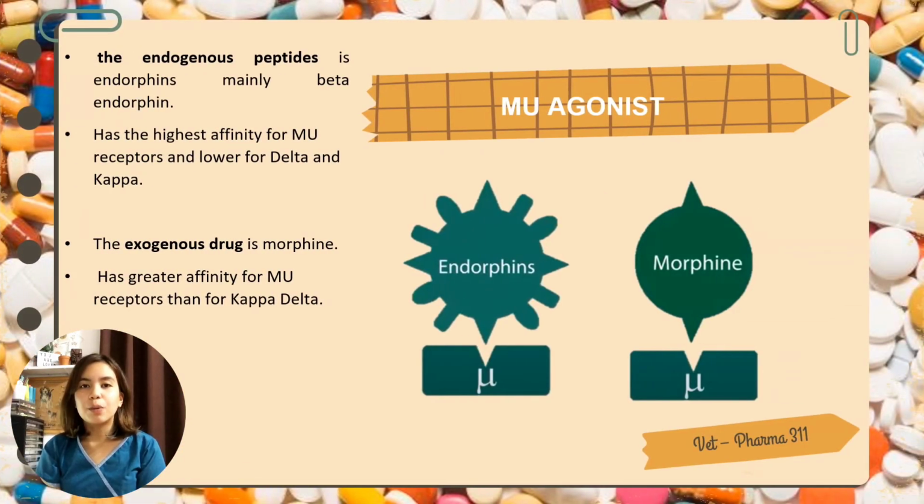We will give the three opioid receptors an example. For the mu agonist, we have selected here, first, the endogenous peptides that have the highest affinity for mu receptor. These are the endorphins, mainly beta endorphin. It has the highest affinity for mu receptor and lower for delta and kappa receptors. The second is an exogenous drug. The drug is morphine, and it has a greater affinity for mu receptor than kappa and delta receptors.